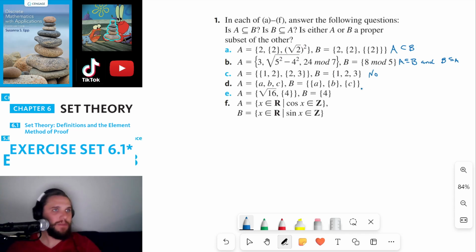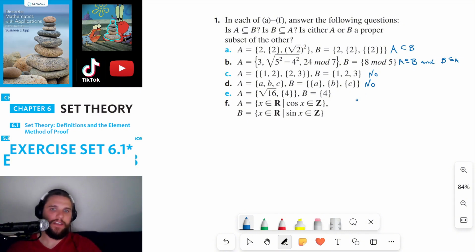And we can play the same game backwards. We can ask, is the set containing A an element of A? But A doesn't contain any sets. So the answer is no. The set containing A is not an element of A. And so neither of these are subsets of each other. Let's move on to part E.